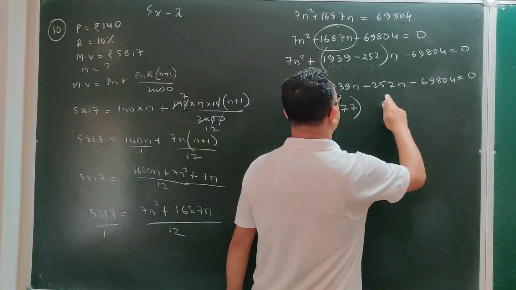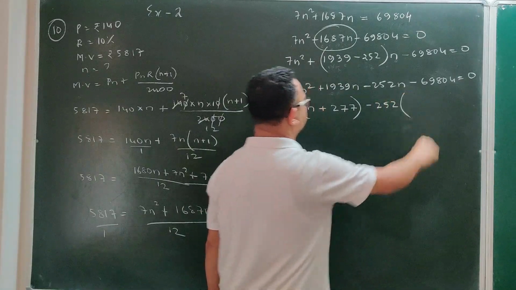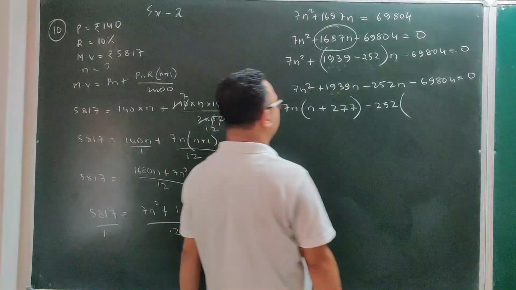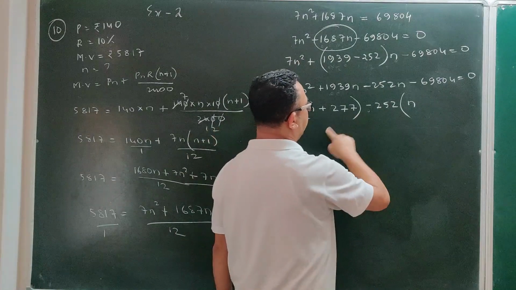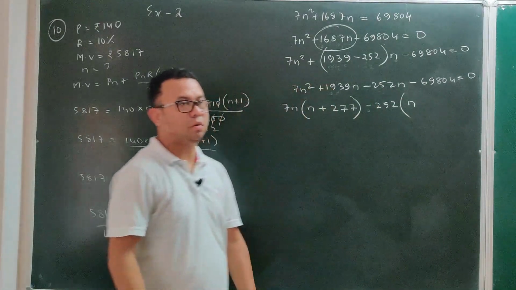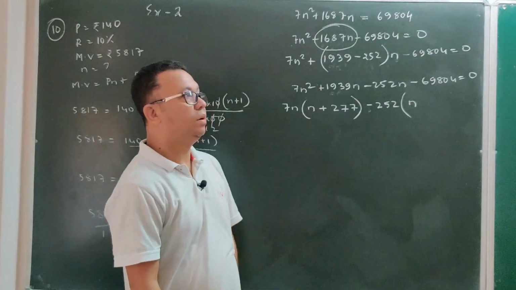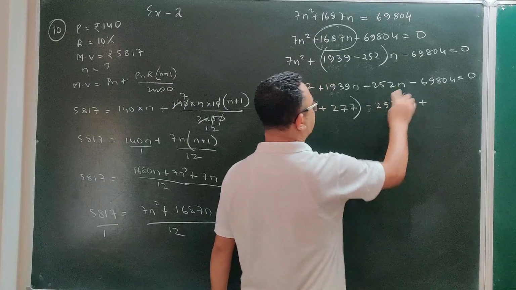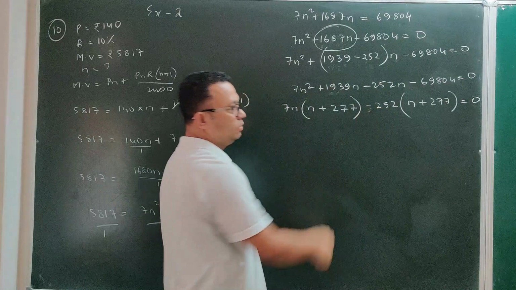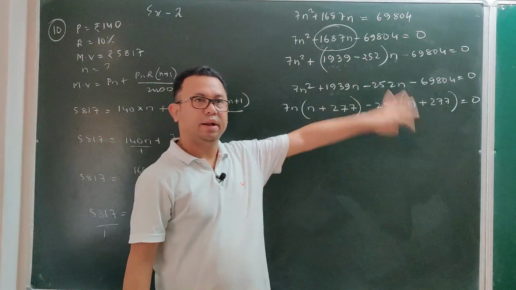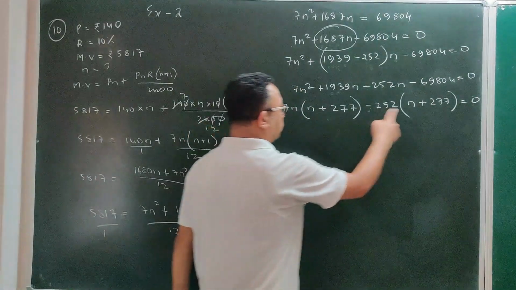In between these two, I will take minus 252 as common. So this also is going to give you n, minus into minus is plus, because I am supposed to get the same bracket. Between this and this, 252 is common, because 252 can divide 252, and 69804 also will be divided by 252. So this will be plus, minus into minus is plus, and this also will be 277. It has to come the same, because whatever this bracket is, the same thing should come there. That's why, rather than finding it by division, I am sure that if you multiply this and this, you are going to get this. Now you can see both the brackets are same.